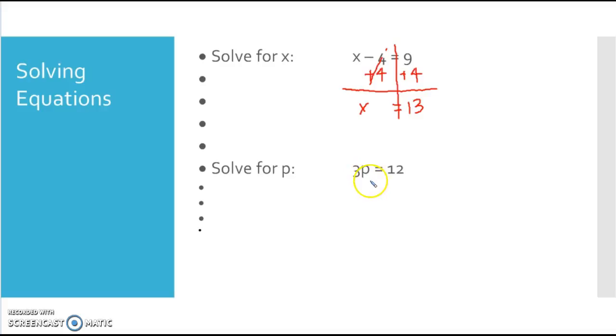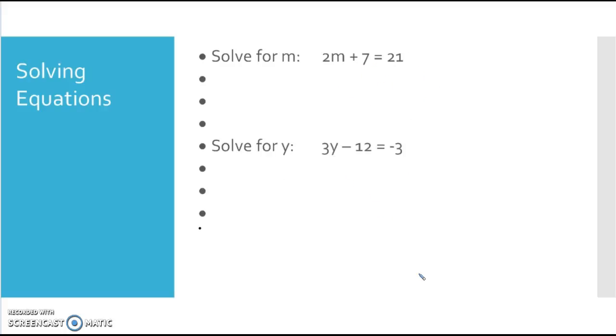That's 3 times p. So I want to get p by itself, so I'm going to divide by 3. The opposite of multiplying is dividing. My 3's cancel. P equals 4. Always do the opposite operation.